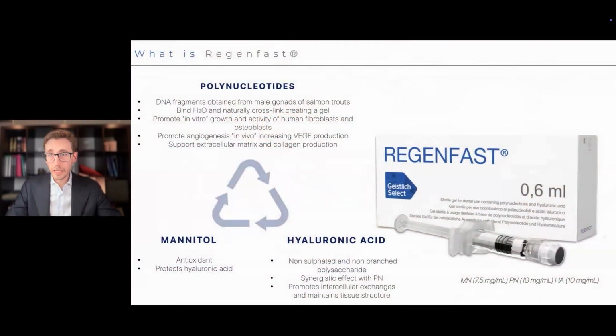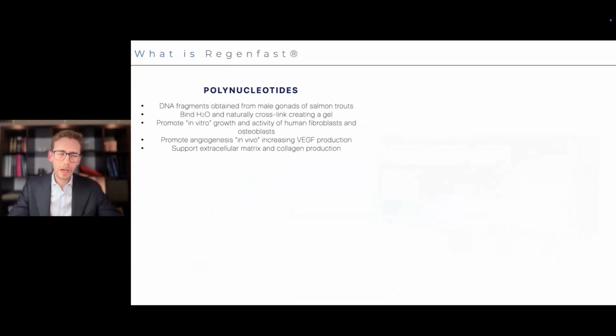Specifically, polynucleotides are DNA fragments obtained from male gonads of salmon trouts, which have the capacity to bind water, creating a natural cross-linked gel, and at the same time have multiple healing supportive capacities. On the other hand, of course, we have hyaluronic acid, which is a very well-known molecule with very potent healing stimulation activities. And the combination of these two elements is stabilized by the use of an antioxidant, which is mannitol.